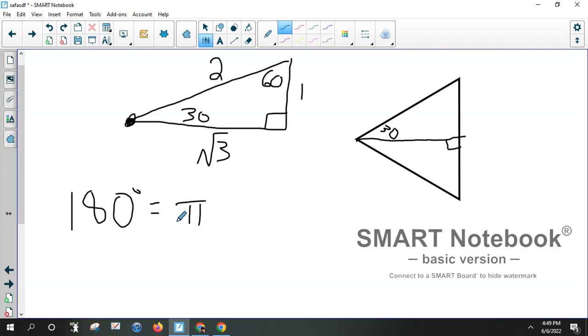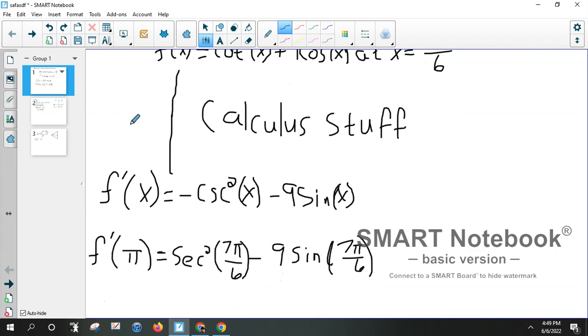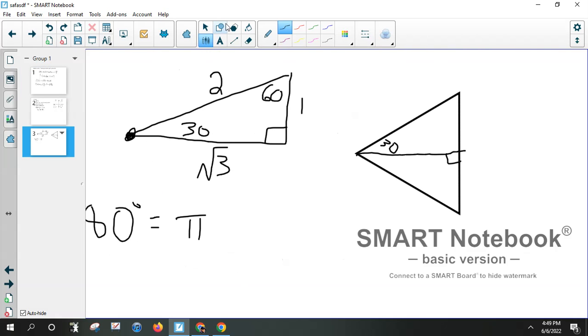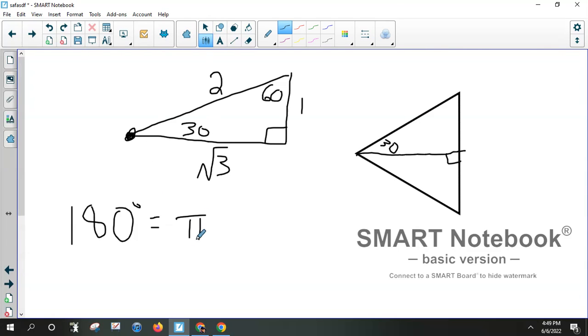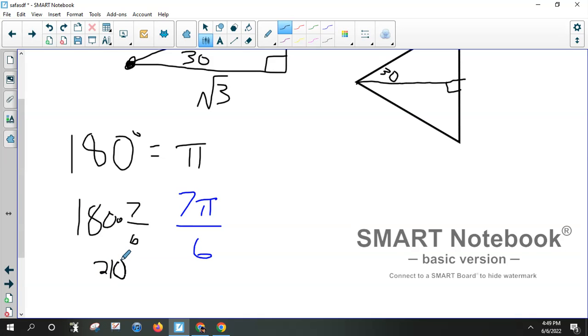Anything I want. Our original problem stated that we have 7 pi over 6. So 7 pi over 6. I multiplied this by 7 and I divide it by 6. Well, that means I take 180 times 7 over 6. 180 over 6 is 30. Times 7 is 210.